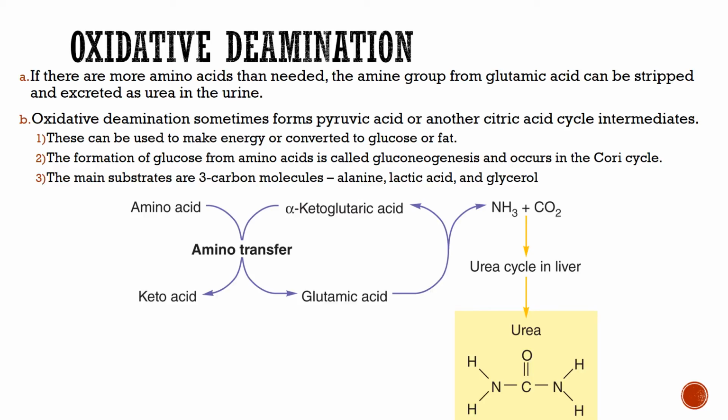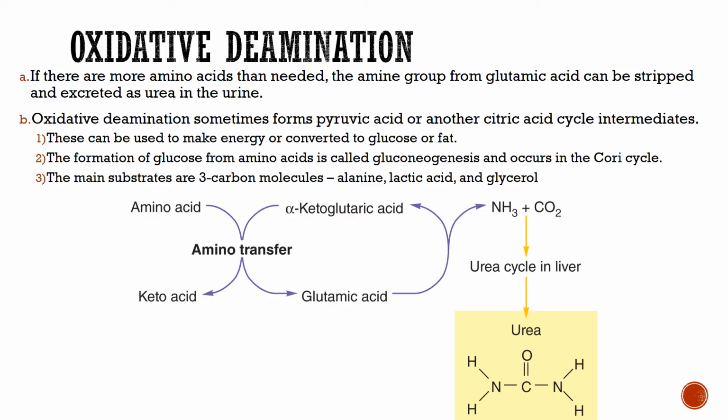The formation of glucose from amino acids is called gluconeogenesis and occurs within the Cori cycle, within skeletal muscle and cardiac muscle. The main substrates are going to be 3-carbon molecules: alanine, lactic acid, and glycerol.